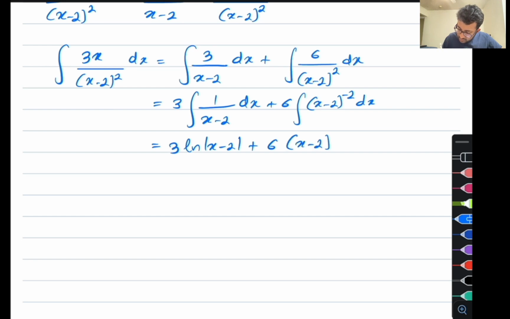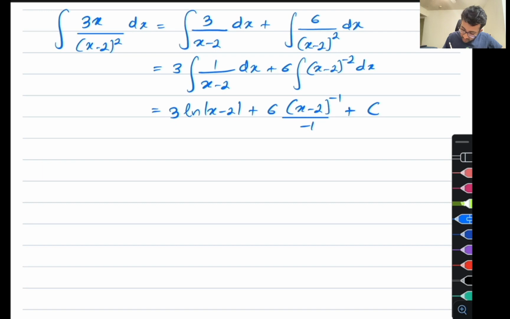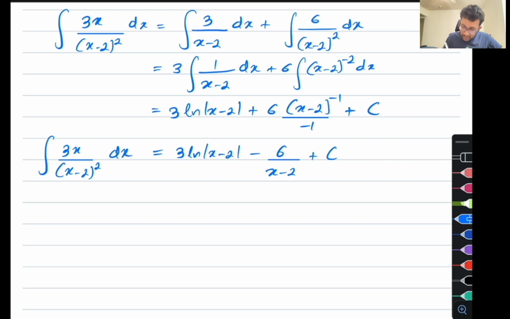That is (x minus 2) to the power negative 1 divided by negative 1 plus arbitrary constant capital C. This is equal to 3 ln|x minus 2| minus 6 divided by (x minus 2) plus arbitrary constant. Okay, now this is my integral value, 3x divided by (x minus 2) squared dx.